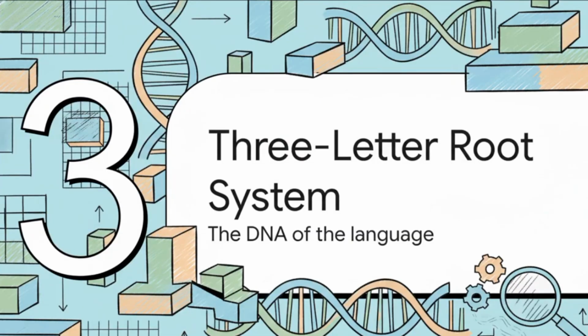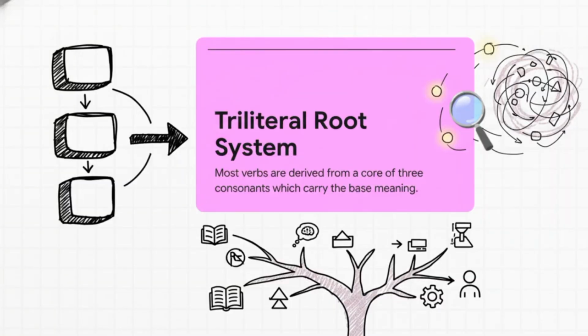Okay, now we're getting to the real genius of the system. Let's move beyond the individual letters. If the letters are the building blocks, then the three-letter root system is like the language's DNA. It's a powerful code that holds the blueprint for literally thousands of words. So what is it exactly? Well, at its core, it's pretty simple. Most words in Arabic can be traced back to a basic three-consonant root. Now, this root isn't a word you can just say, but it holds a core concept, a fundamental idea.